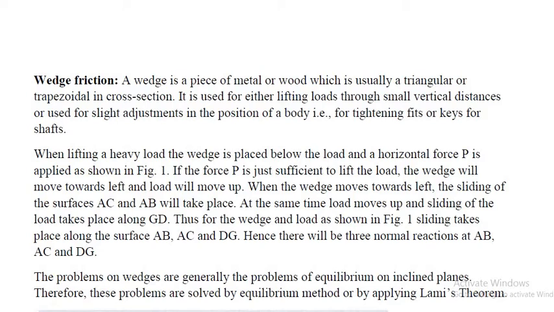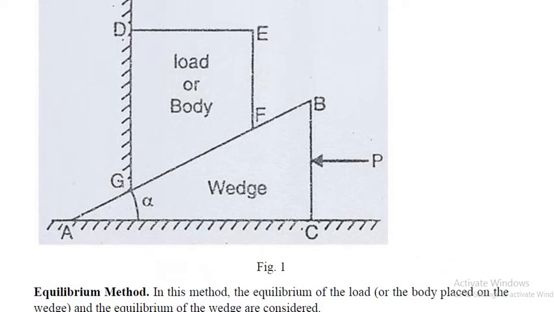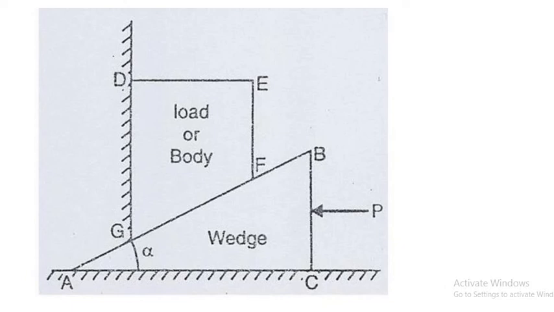So here we'll study how wedge friction comes into play when a body is lifted vertically upwards using this wedge. In this figure 1, this is the weight, and normally the weight of the wedge is neglected, and this is the body. D, E, F, G is the body which is placed on this wedge.